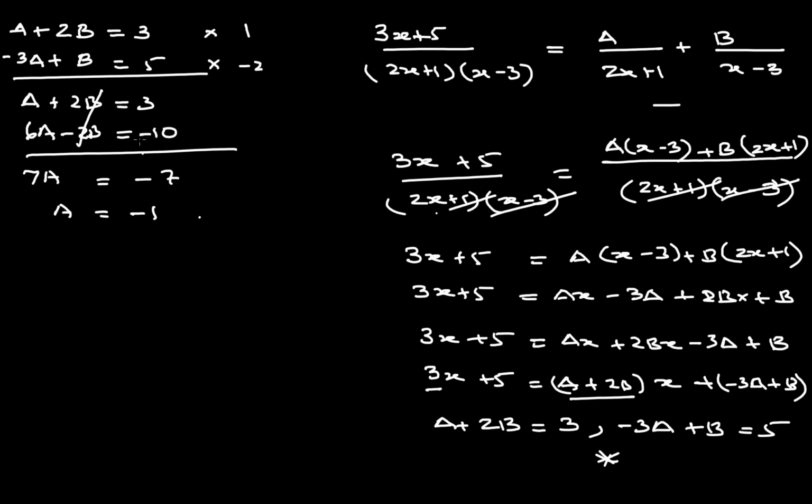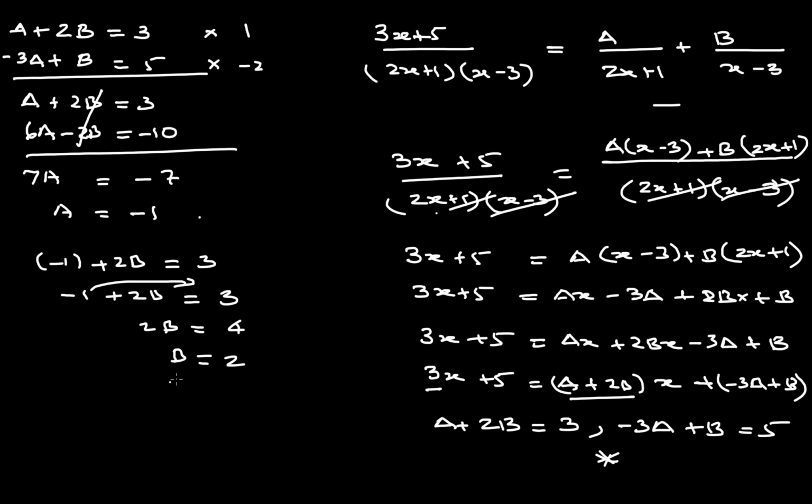Now I can substitute this into any of the equations, and then I solve for b. So I'll use the first one because it's simpler. This is minus 1 plus 2b is equal to 3, like that. This goes to the other side, so 2b is equal to 4, because this goes and adds. Then we can say that b is equal to 2. So now we have a and we have b.